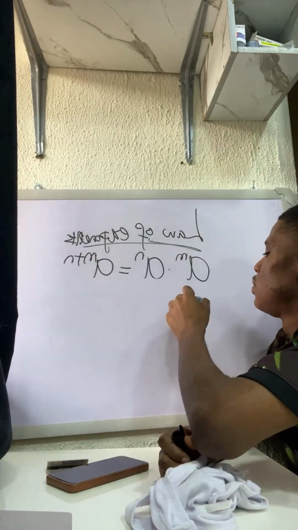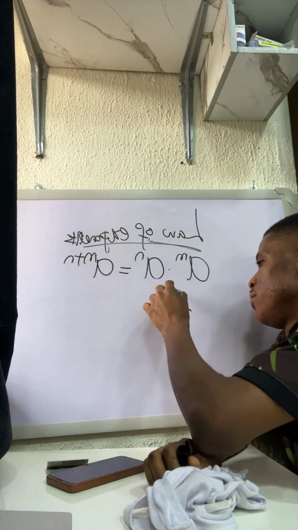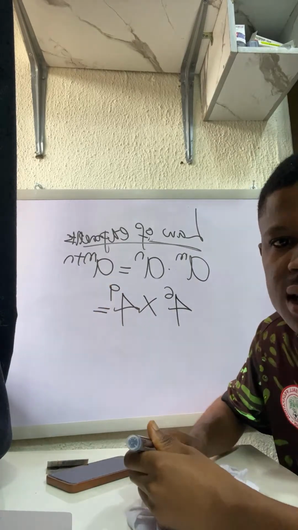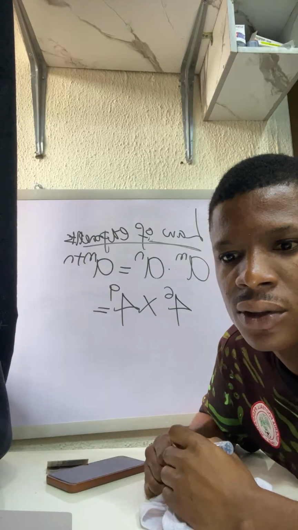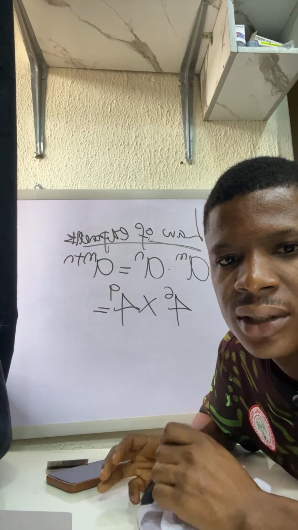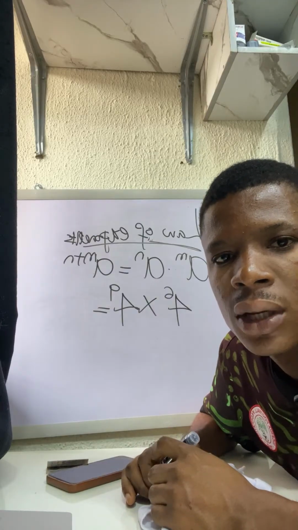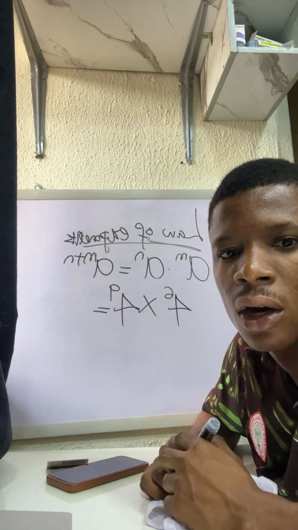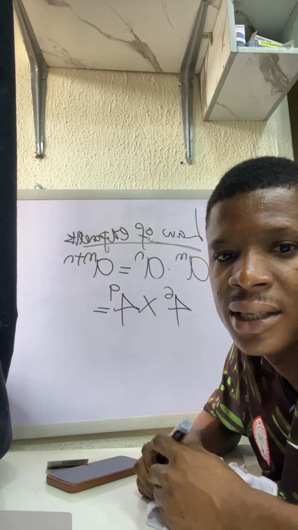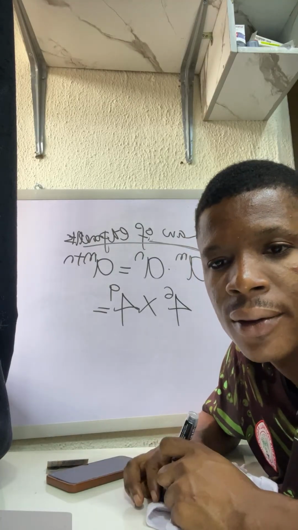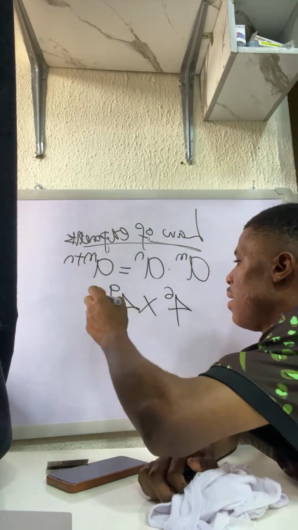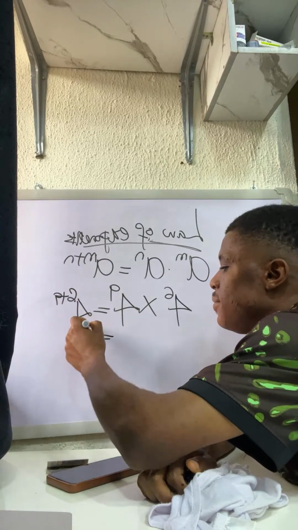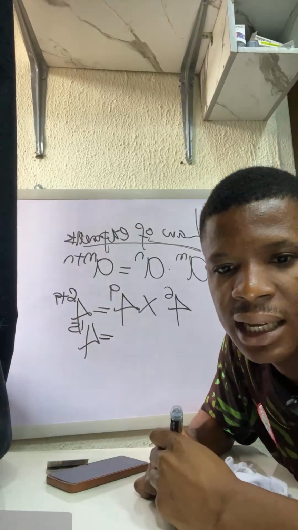Let's look at the next one. We have 4 to the power of 6 times 4 to the power of 9. What is the answer? What do we have to do? All you have to know here is that the bases are equal, and once the bases are equal, you just have to add the powers. So you have it as 4 to the power of 6 plus 9. And 6 plus 9 is 15, which is 4 power 15. And that is the answer.